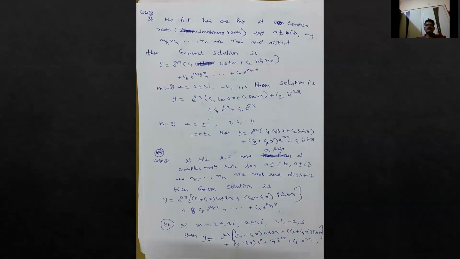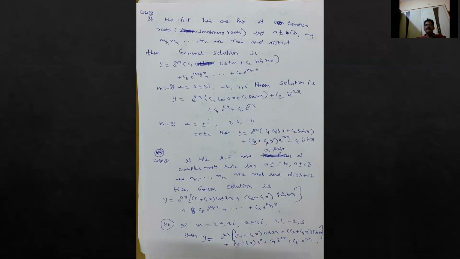For example, it is one pair of complex roots, m is equal to plus or minus i. This can be written in the form of a plus or minus ib. We'll get 0 plus or minus i, and 3, 3, which is 2 times repeated, and minus 4 is distinct. So the solution is e power 0x. Here a is 0 and b is 1. Suppose one pair of complex roots a plus or minus ib, in place of a 0, in place of b 1. So I will write y equal to e power 0x (c1 cos x plus c2 sin x), because b is 1: c1 cos bx plus c2 sin bx.